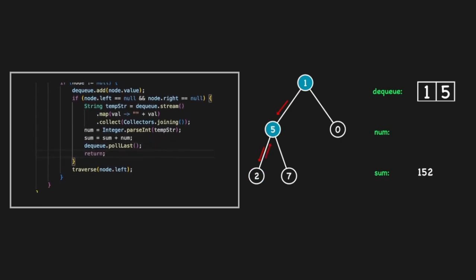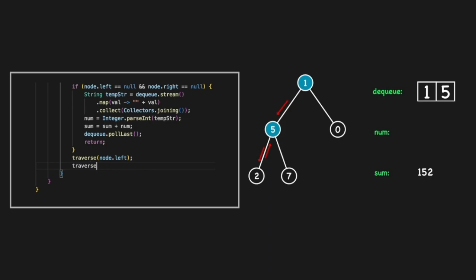We're back at the 5, so next, we'll recursively call traverse on its right child. 7 gets added to the queue. It's a leaf node, so we convert the queue to a number and add it to sum. We backtrack by removing 7 from the queue and returning. We're done with the 5 node, so we backtrack by removing it from the queue before implicitly returning.